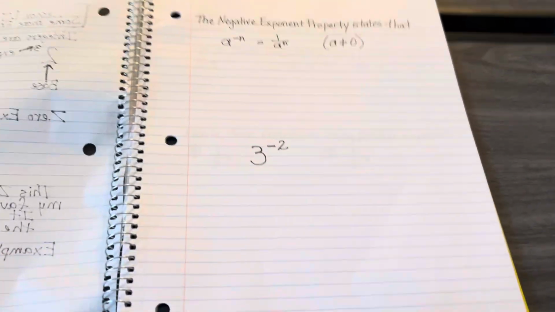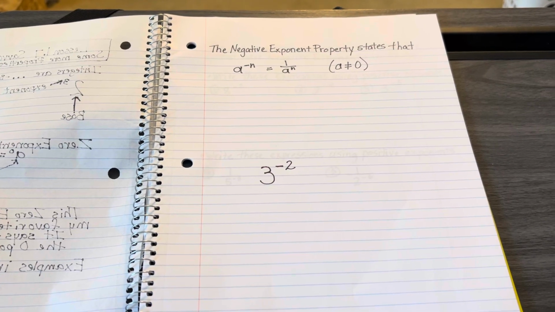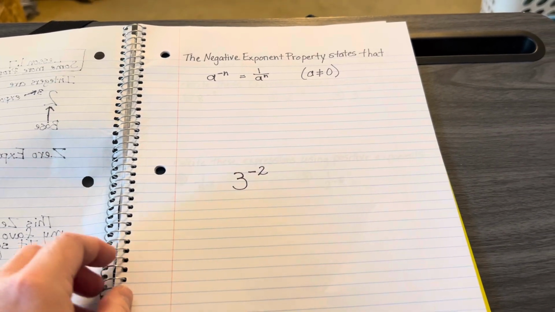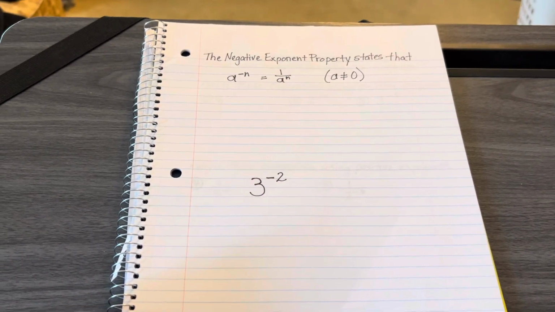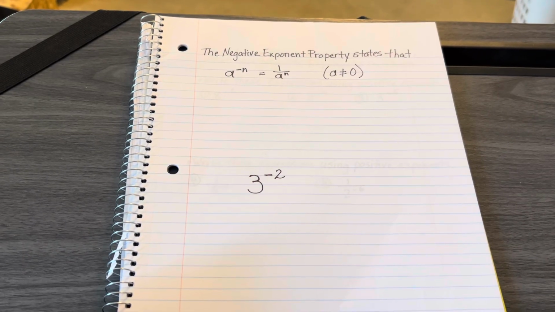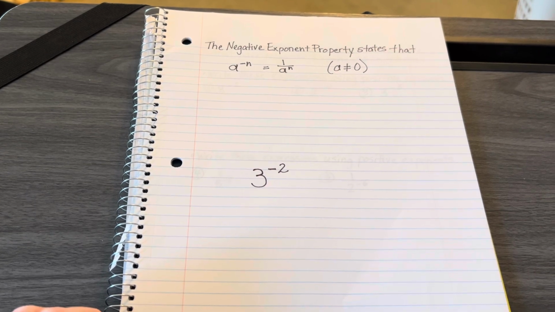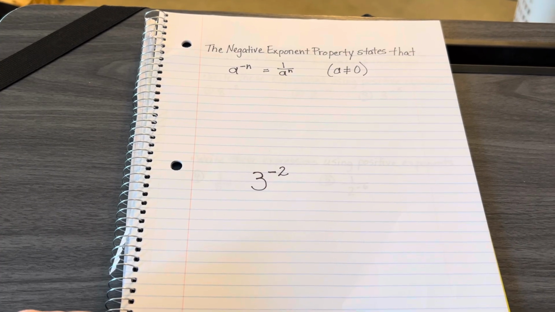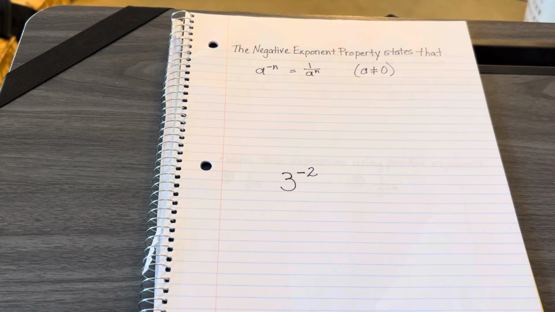The next thing that lesson 1-7 talks about is another property called the negative exponent property. Now, the negative exponent property says that, and this is in your textbook, a to the negative nth power is equal to 1 over a to the positive nth power. Now again, a cannot equal 0.